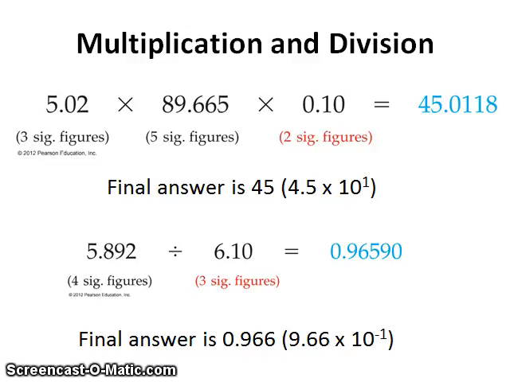Notice in the first example, 0.10 has only two significant digits. The first zero is only a placeholder, so the answer can only have two significant digits. In the second example, 6.10 has only three significant digits, so the final answer is rounded to 3 digits.